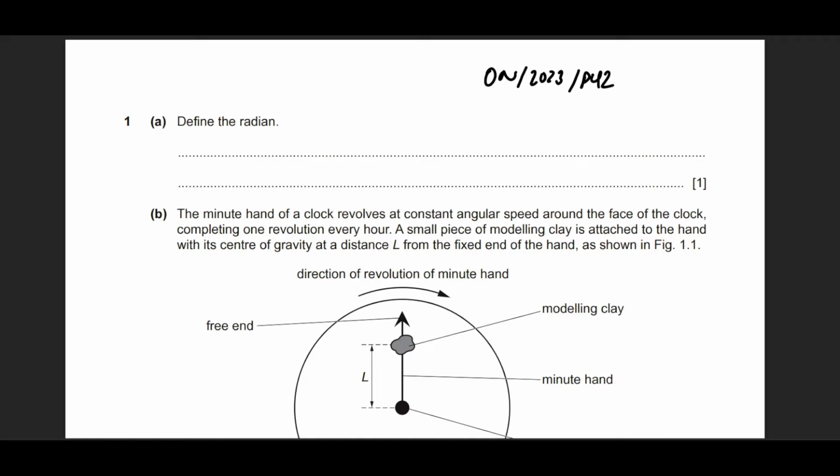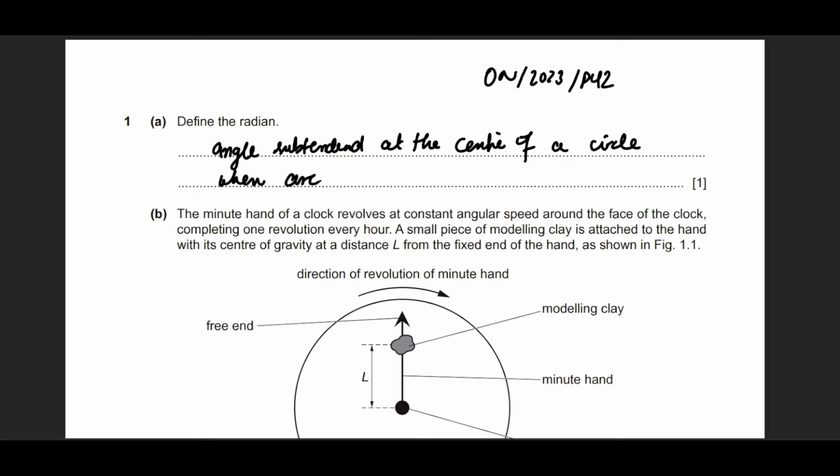So first he says define the radian. So we understand that the radian, it's just a basic definition that it is an angle subtended at the center of a circle when the arc length is equal to the radius.